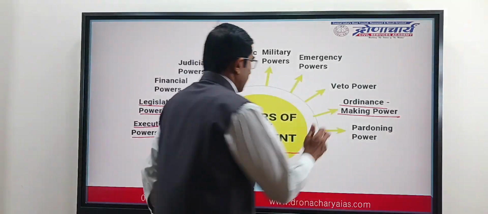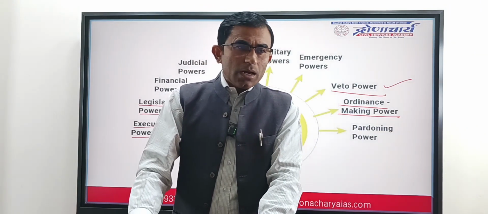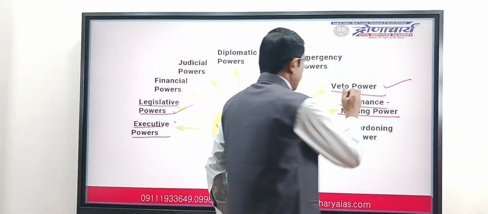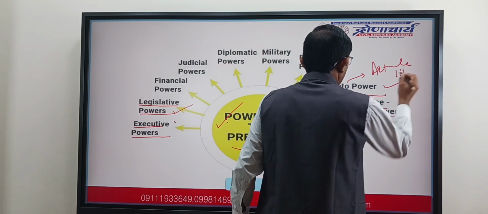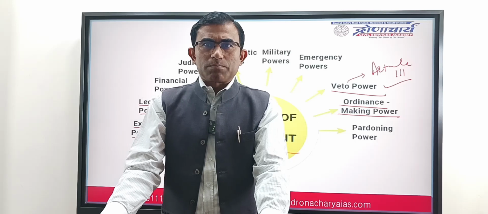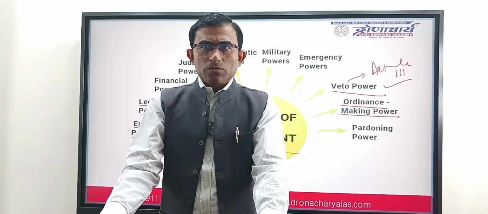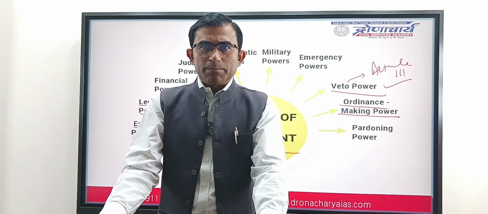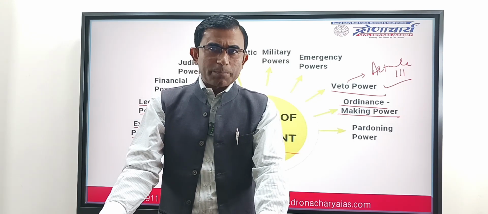Next is veto power of the President. Article 111. Article 111 of the Constitution of India says that the President has the power to veto bills. As soon as a bill has been passed by both the houses of Parliament, it will be sent to the President. A bill becomes an act after the assent of the President.